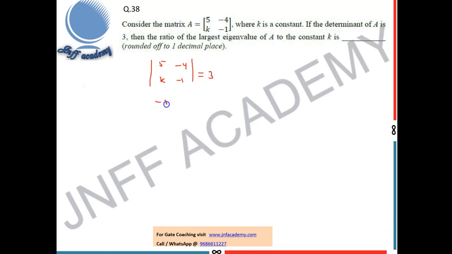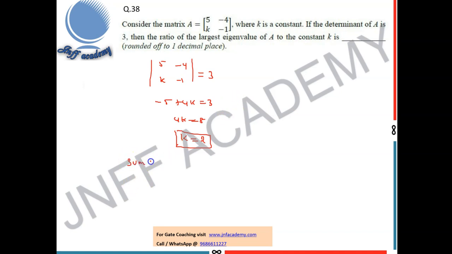So what is the determinant? Minus 5 plus 4k equal to 3. So 4k equal to 8. So k is equal to 2. First you find out k. Next you find out the eigenvalues of this matrix. Then only you can decide what is the largest eigenvalue of this one.